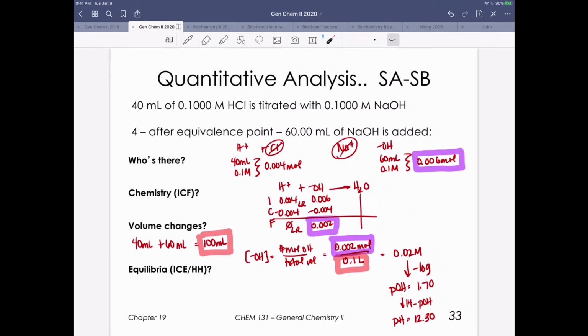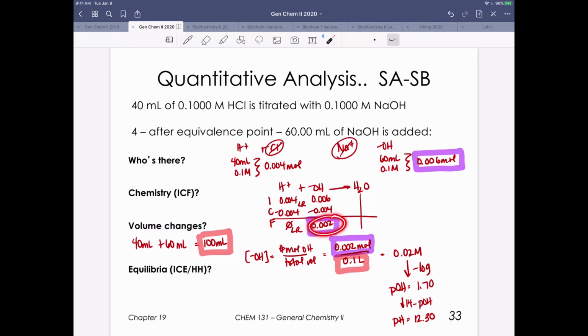So we treat this problem the same way we treated it before the equivalence point, when we had an excess of H+. We need to account for the fact that the volume has changed. So we started out with 40 milliliters in our beaker. We've added 60 milliliters from our burette. So the new volume that everything is together in is 100 milliliters.